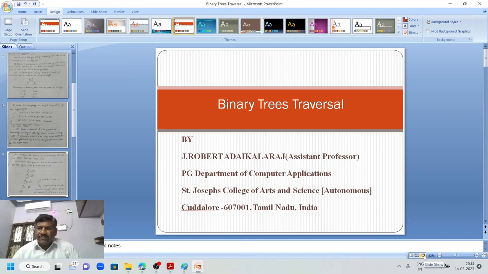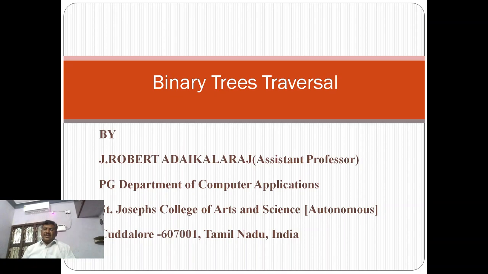So first we have to see binary tree traversal in this section. What is a binary tree? I am going to give a simple knowledge about a binary tree. In a binary tree, any parent should have at most two children. To have at most two children means a parent can have one child, or a parent can have no child, it is possible. But a parent cannot have more than two children.